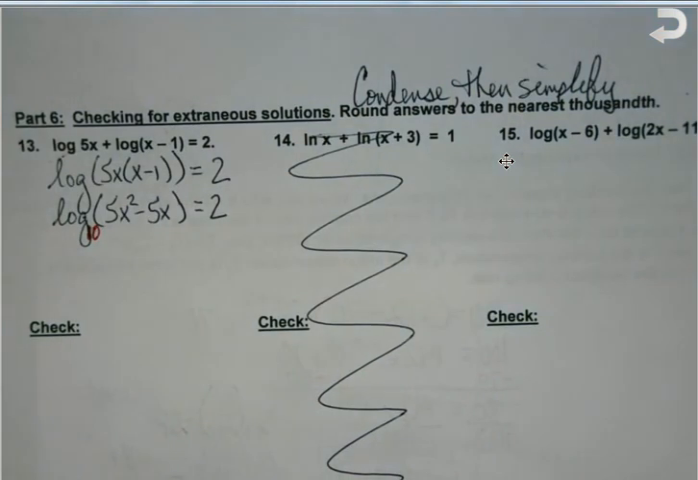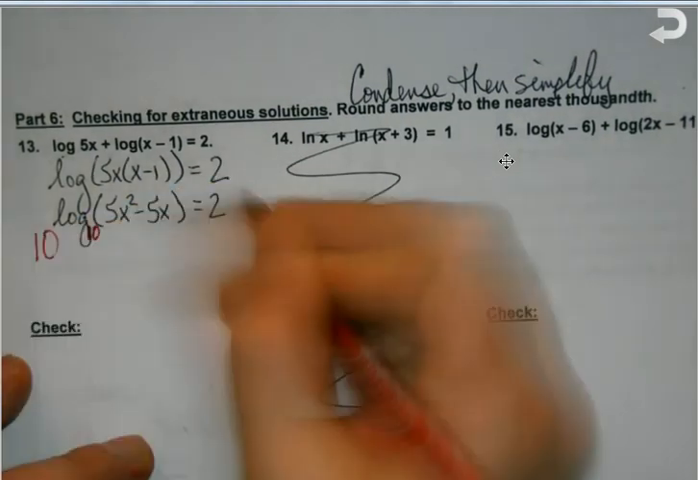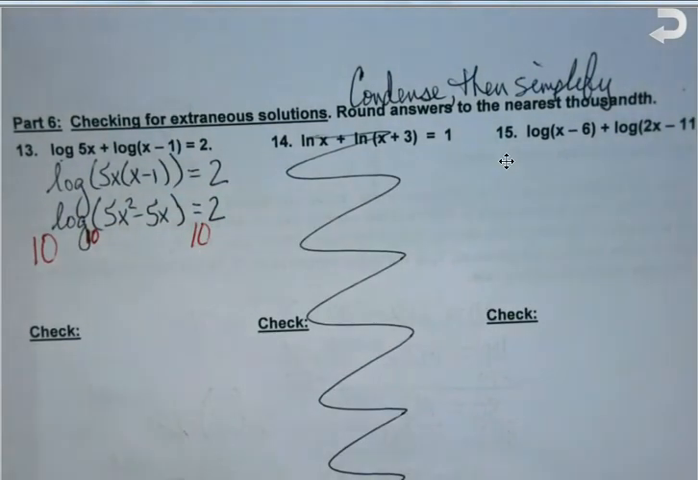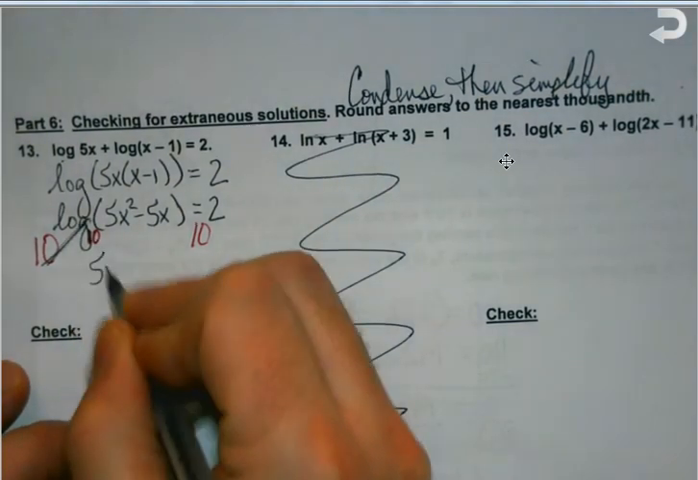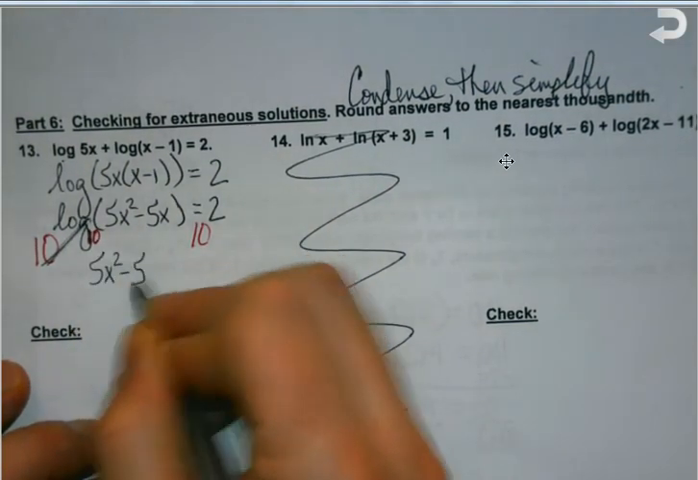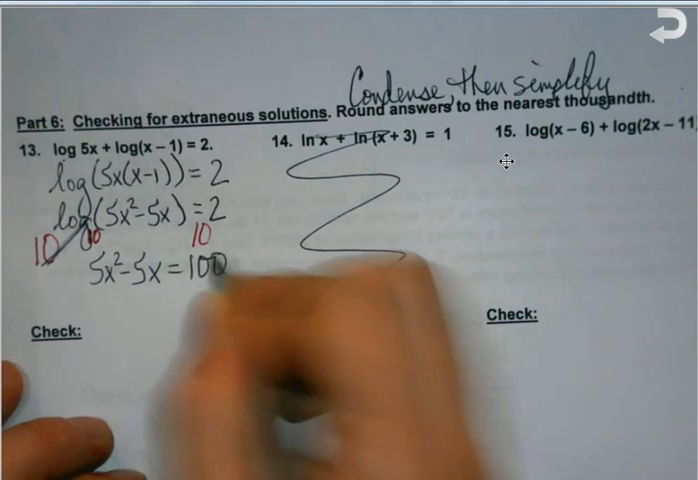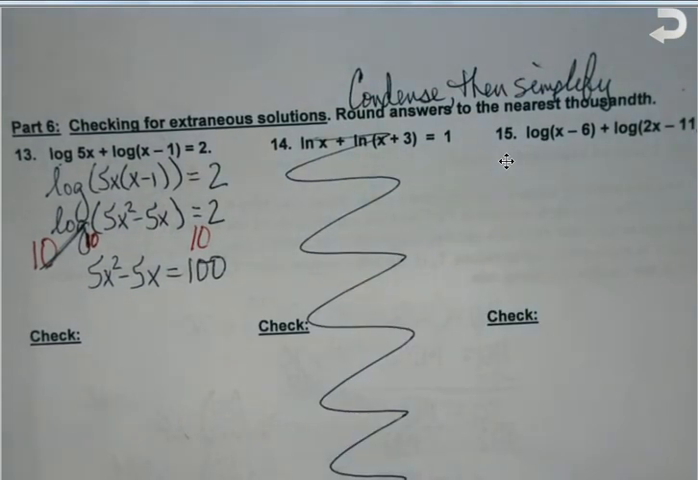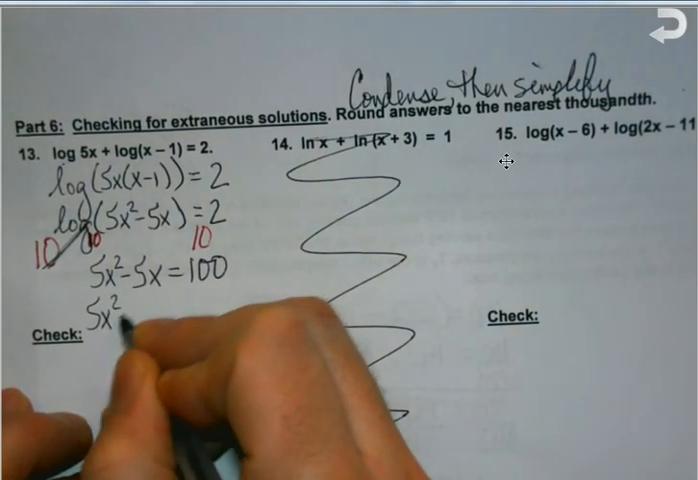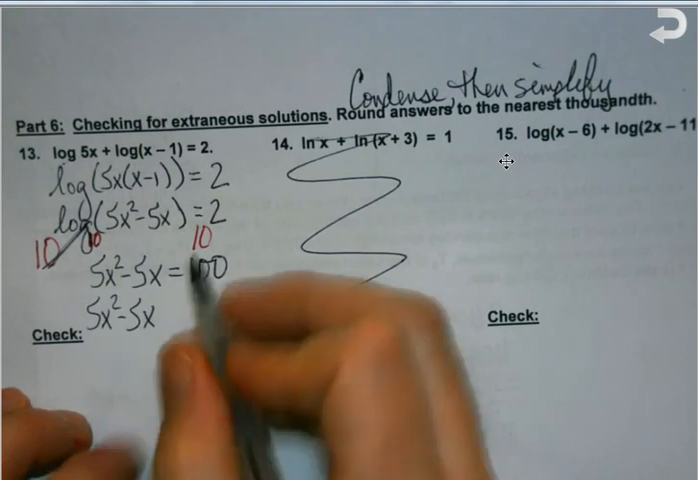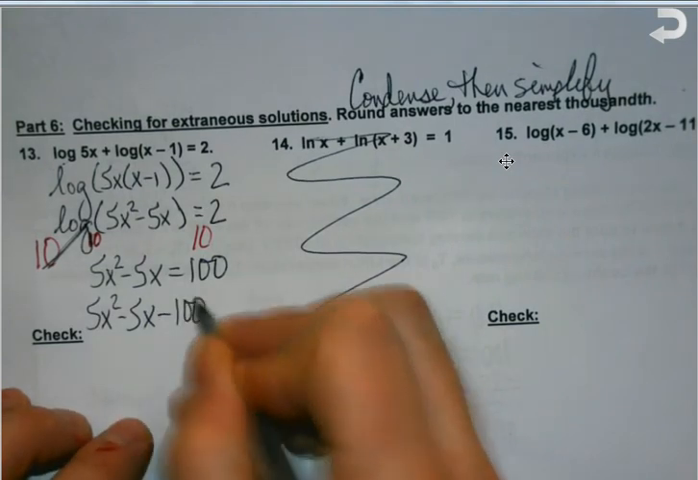So if I want to get that log base 10 out of there, what do I have to do to both sides? Yep. We've got to use our base of 10, and again, we're going into exponent mode. So those wipe out. So I've got 5x squared minus 5x equals 100. Everything wants to be on the x squared side.